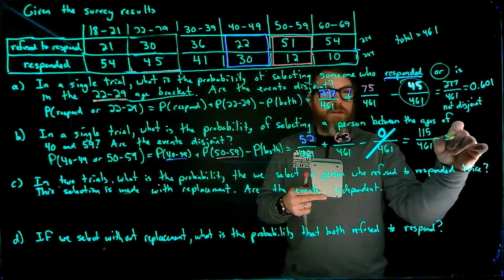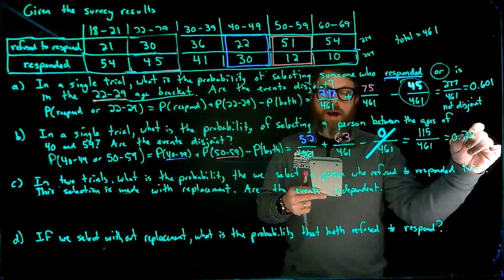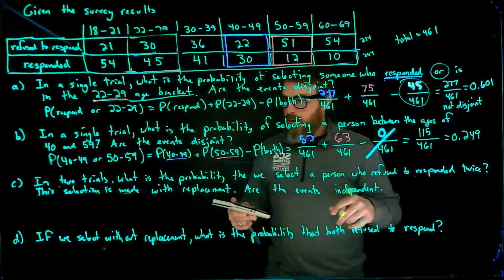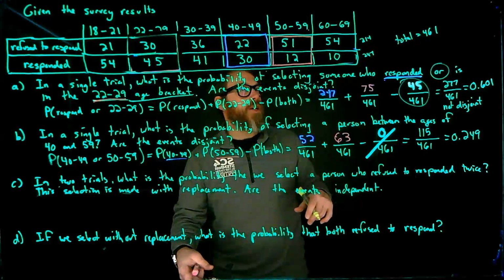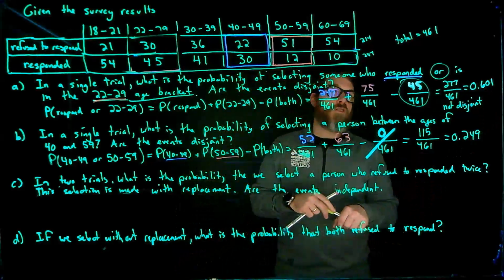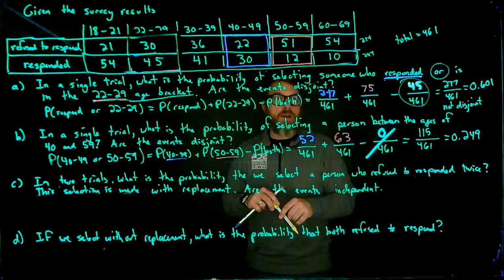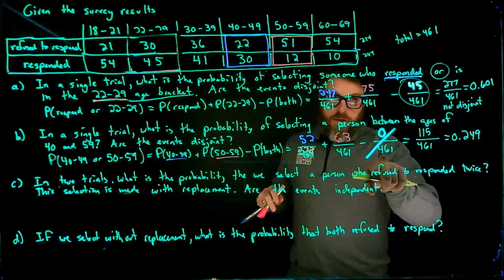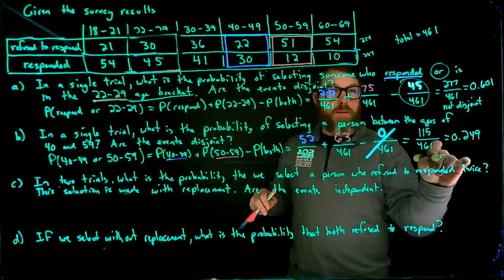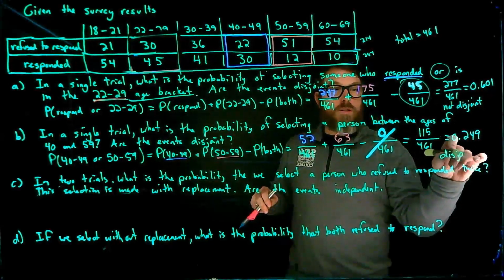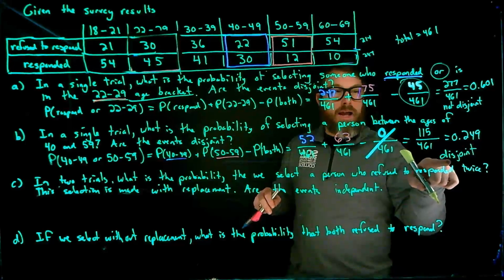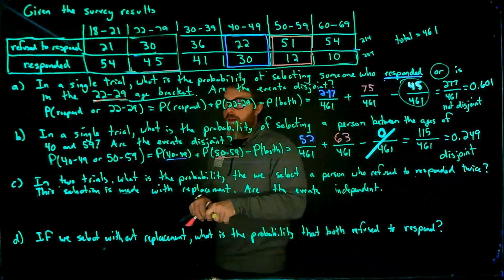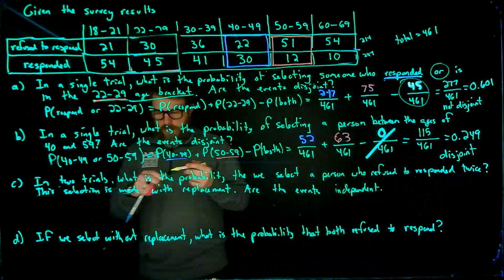I get 0.2494, so 249. So really about a 24.9% chance of happening, as opposed to the first one, which is a little over 60% chance of happening. Now again, there is no overlap, I can see, because this disappears. So since there's no overlap, we say that this is disjoint. Disjoint means not joined.